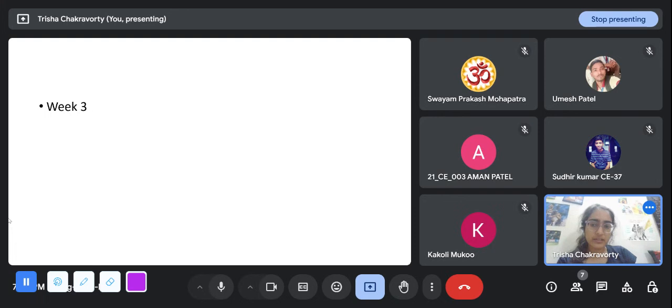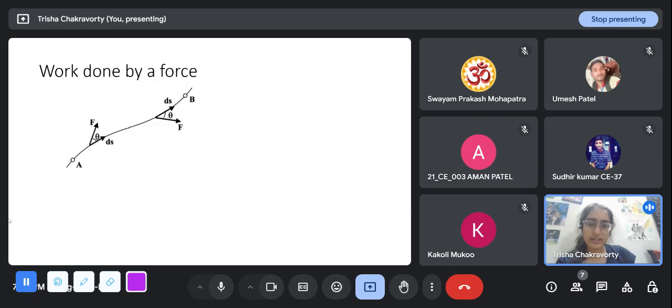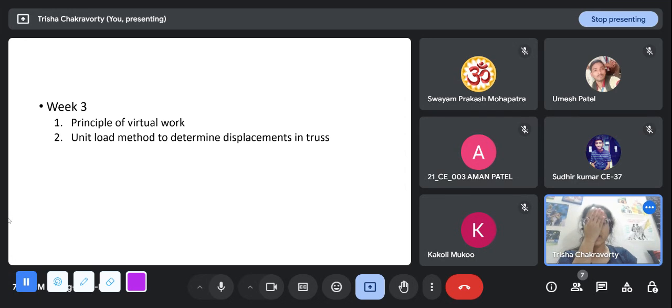And today, this is week 3, so today we are going to look at the principle of virtual work, the unit load method to determine displacements in a truss. So this is basic. So last week, what we did was solving the member forces in a truss. There are in a structure two types of responses. One are the force related responses, and the other is the displacement related response.